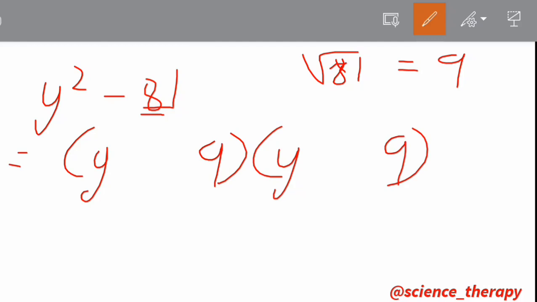Now because this is difference of two squares, they have opposite signs inside the bracket. Let's say we have plus and we have minus here. So 9 times negative 9, that's negative 81. But 9 minus 9, that's 0. No middle term.